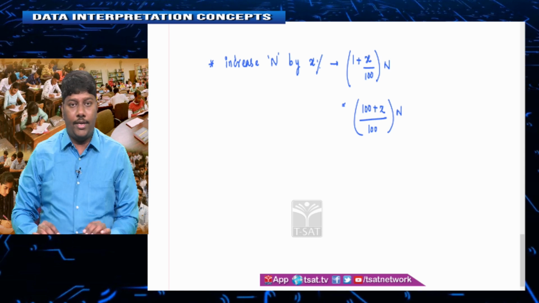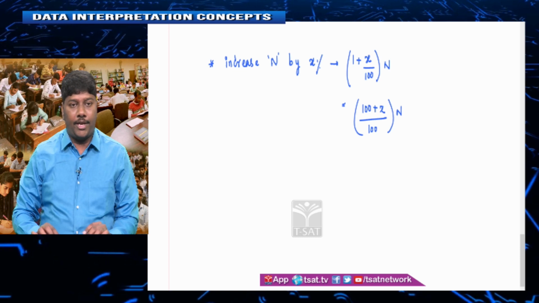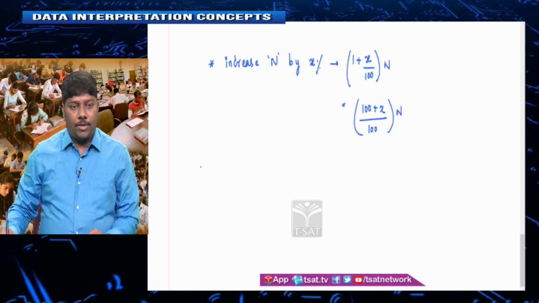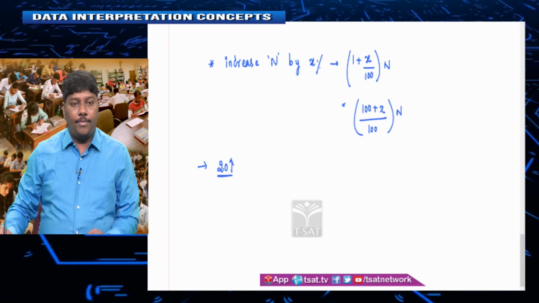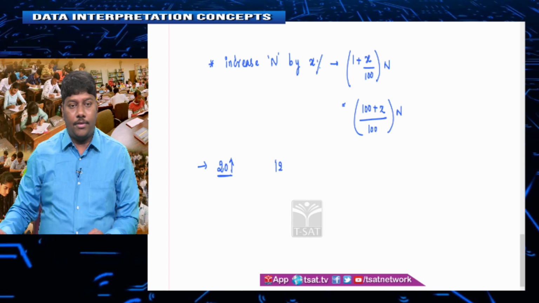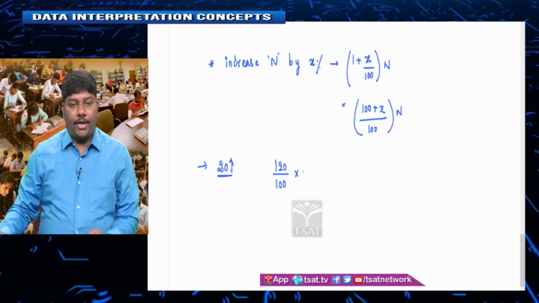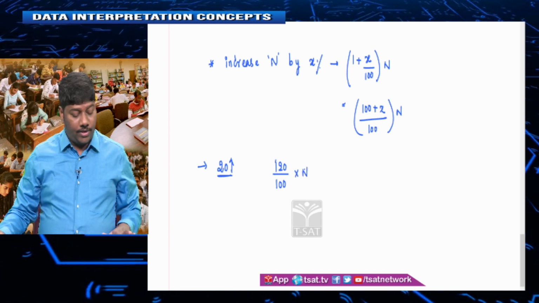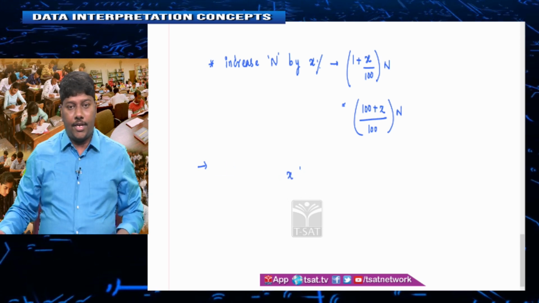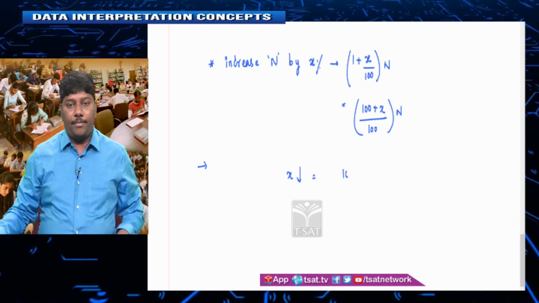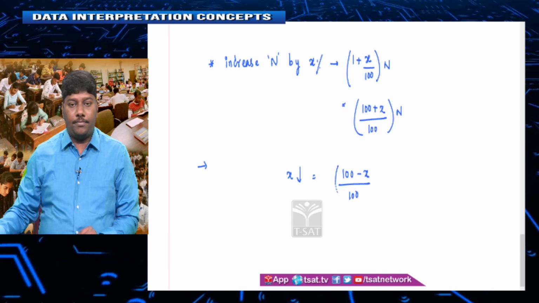If you want it in more detail or a shorter way, then you can go for the basics of percentages, which is explained. Now, suppose I want to increase any data by 20%, you multiply that number by 120 by 100. Same is the case with decrease. If you want to decrease the number by X percent, all you have to do is 100 minus X by 100 into that particular number.